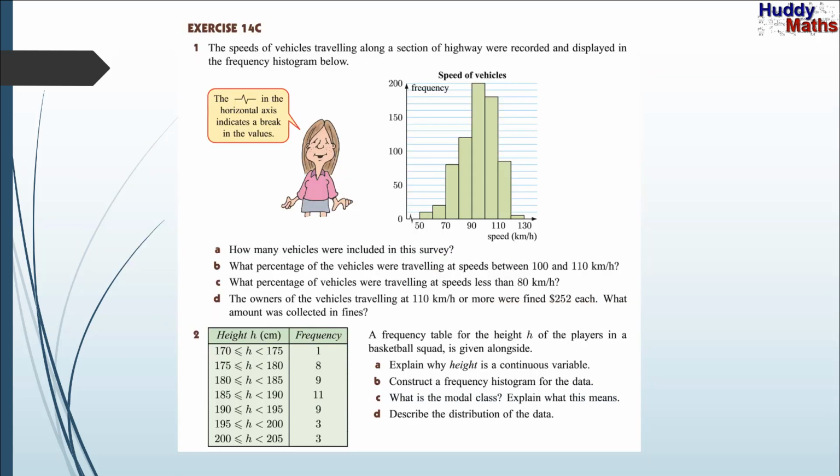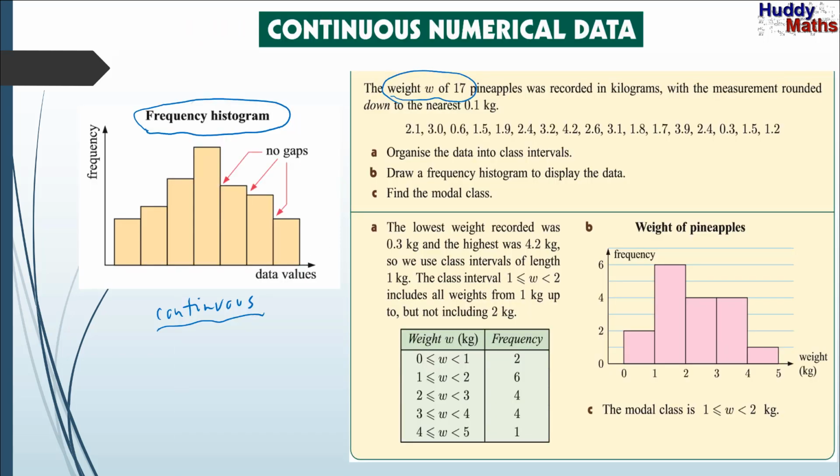Can you see there's all sorts of variations here? 1.5, 1.92. You could have any particular weight, couldn't you? Not just 1 kilogram, 2 kilograms, 3, but everything in between. So we're going to have to organise the data into class intervals.